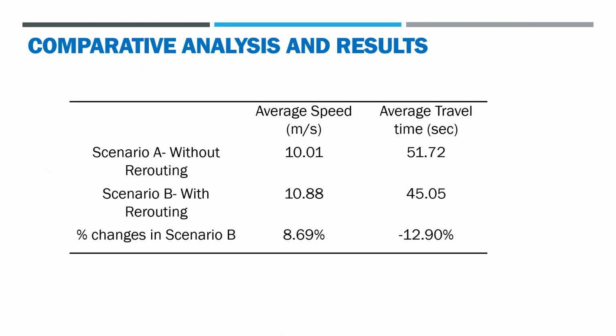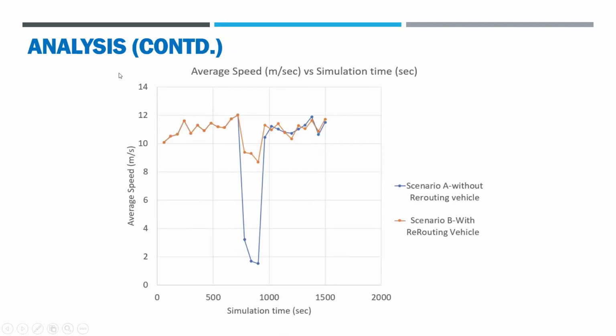Similarly, the average travel time in scenario A is 51.72, and in B, it is 45.05, almost 12.9%, almost 13% less in scenario B. We can see that rerouting is advantageous. And we can see graphically our average speed versus simulation time. The blue line is for scenario A, and the orange line is for scenario B, that is, the rerouting vehicles.